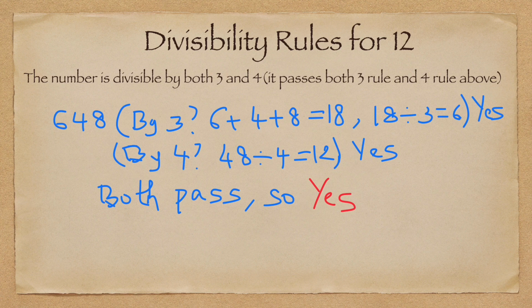And we also should check the divisibility rule for 4. What is the divisibility rule of 4? We have to take the last 2 digits and check whether it is divisible by 4 or not. Yes, it is divisible, and so it is passing both rules, the divisibility rule for 3 and 4, and so the number 648 is divisible by 12.